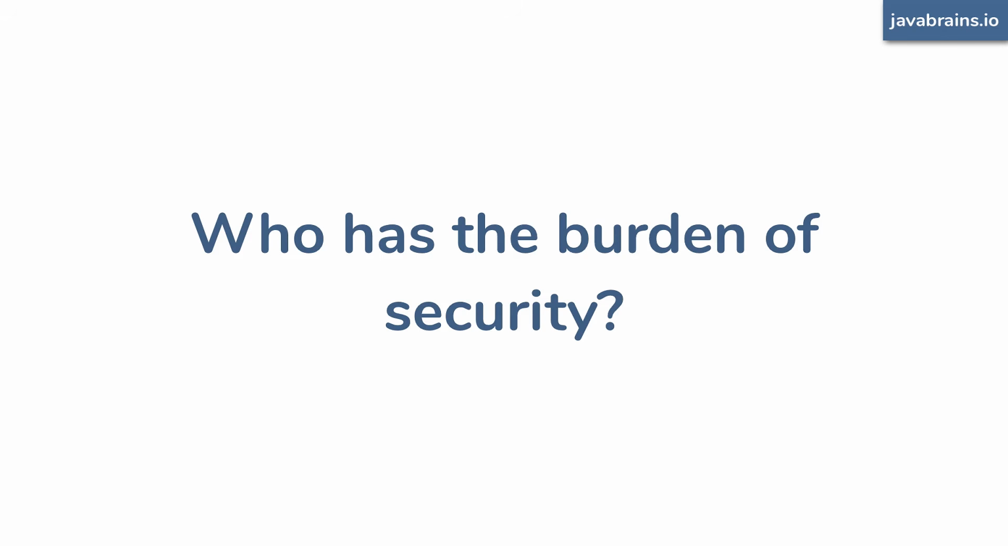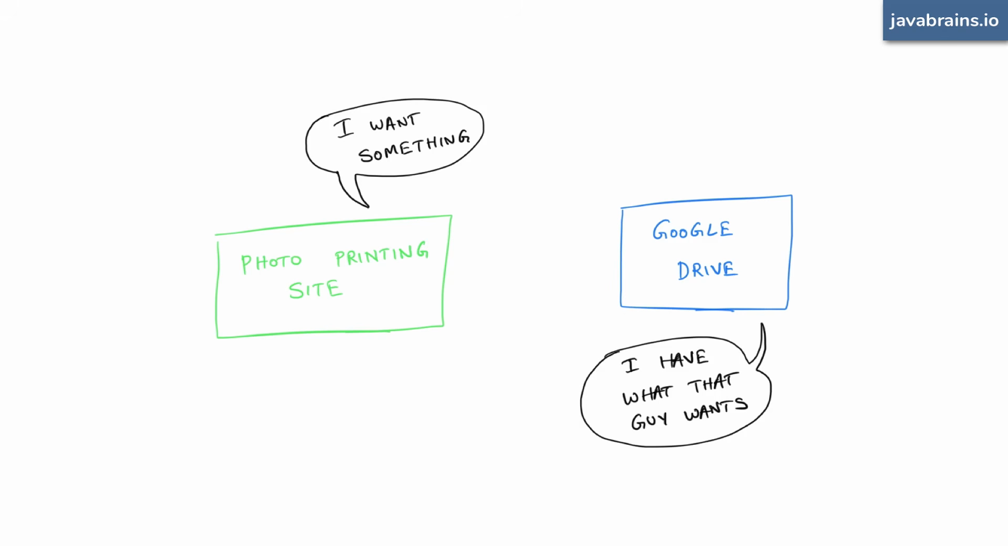Well, who has the burden of security is the person who has the resource, right? The resource holder has their own best interests to make sure that the resource is secure, all right? So in this particular case, you have the photo printing service saying, I want to access the photo. And Google Drive has what that photo printing service needs. So it's Google Drive's responsibility to make sure we are providing the right authorization, okay?